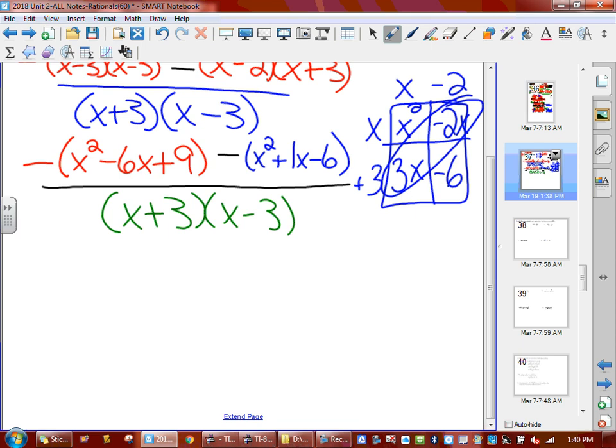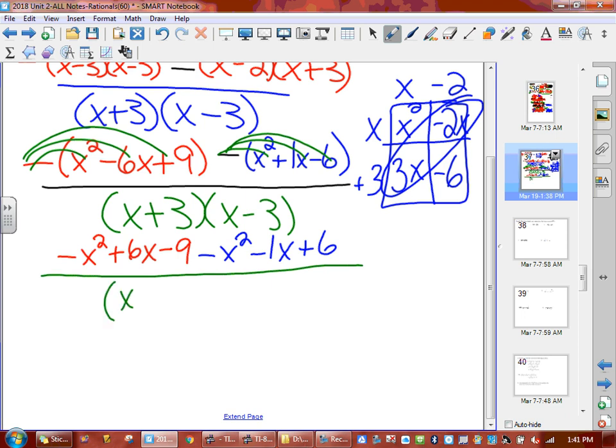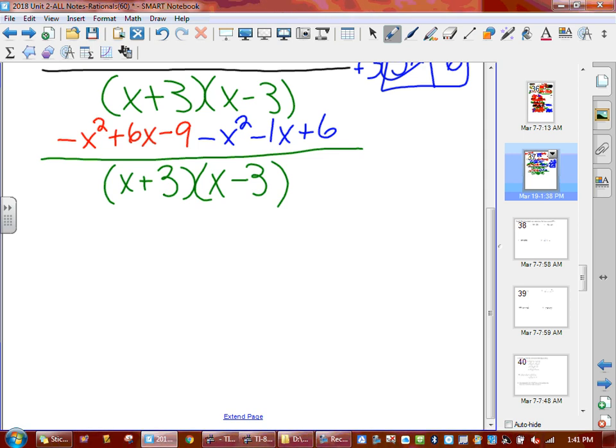At this step, this is where we would multiply these negative signs in. Then we group like terms and see if we can factor. So I'm going to multiply that negative sign in and multiply that negative sign in. It's just going to flip all the signs to the opposite. So this is going to become negative x squared plus 6x minus 9. The right-hand side: minus x squared minus 1x plus 6. All on top of (x plus 3)(x minus 3). Now we have to add like terms.